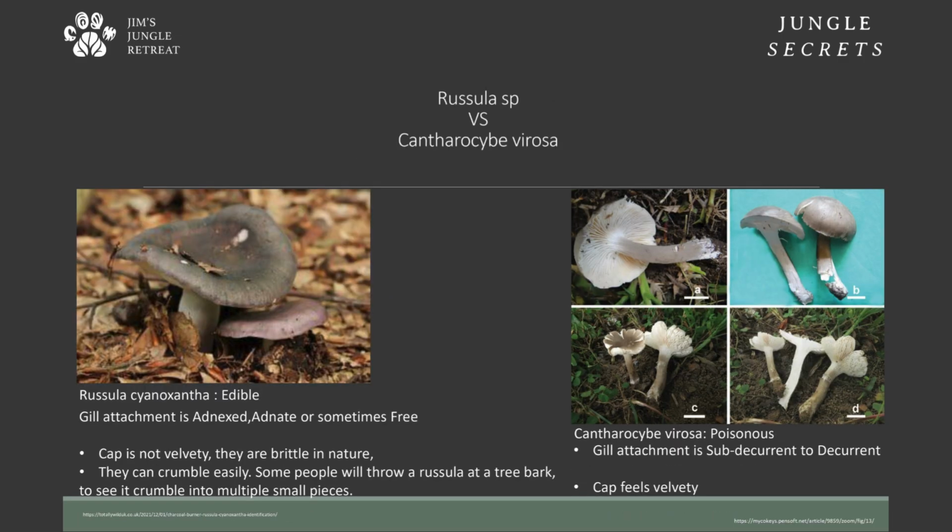Then there is Russula versus the Canthocybe. Some species in Russula are edible, and Canthocybe is very poisonous. They both have these decurrent gills, but from the top they look the same. Russulas don't have decurrent gills. Canthocybes have velvety structures. Russulas don't have velvety structures.